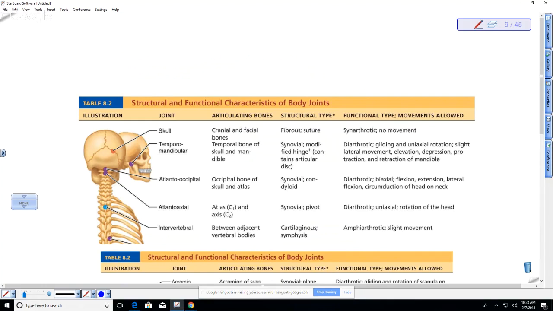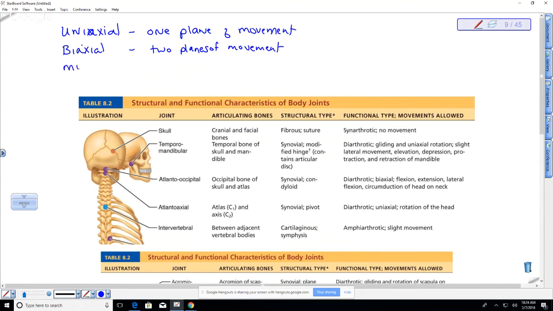So the thing that I want to point out is that we have some joints that are uniaxial. So this is under uniaxial. So this is one plane of movement. Biaxial means that there are two planes of movement. And then we have multiaxial, which means that there are many planes of movement.